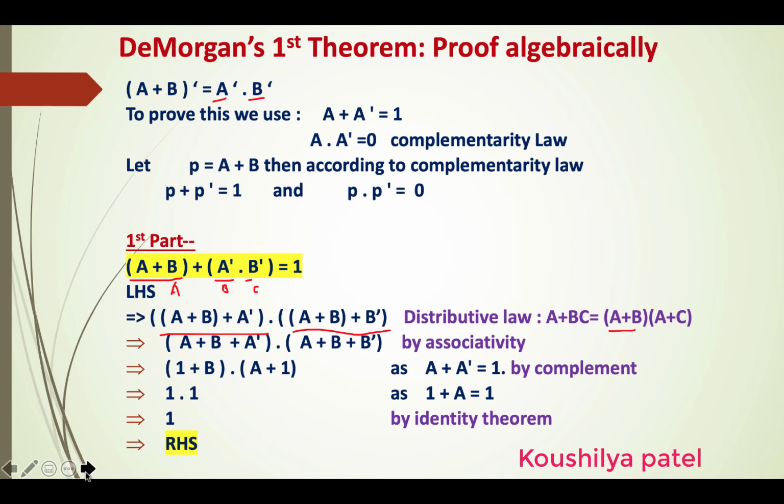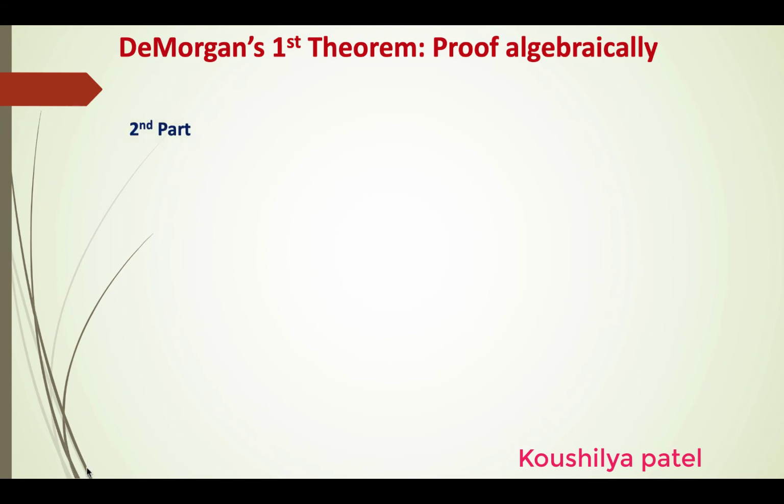Now, we will prove the second part. Second part means we have to prove P dot P dash equals 0, or P into P dash equals 0. Now, second part we need to prove. Since P equals A plus B, and P dash equals A complement into B complement. So let's start from the left hand side. Left hand side is (A plus B) into A complement into B complement.